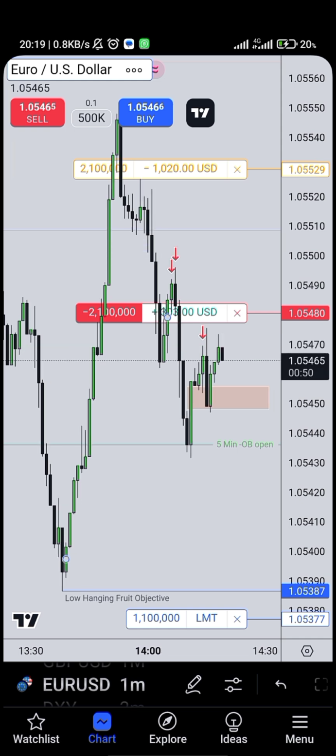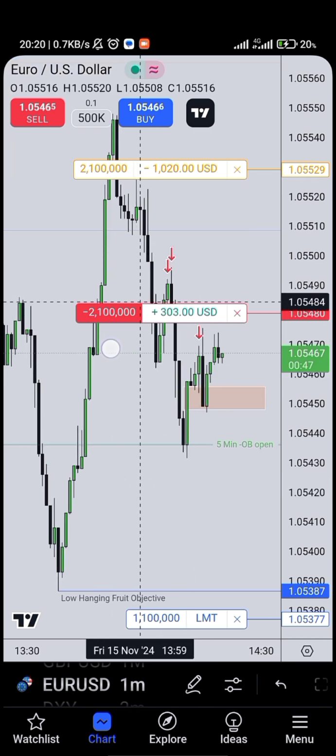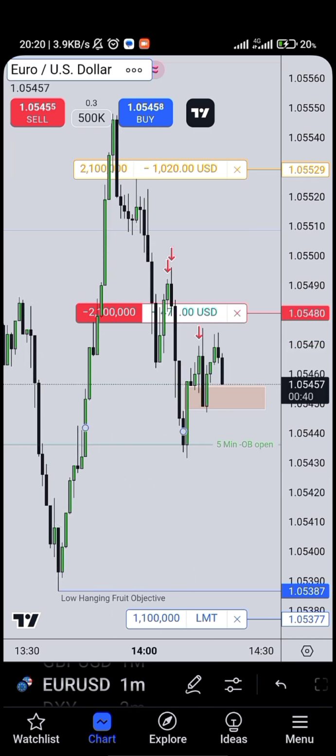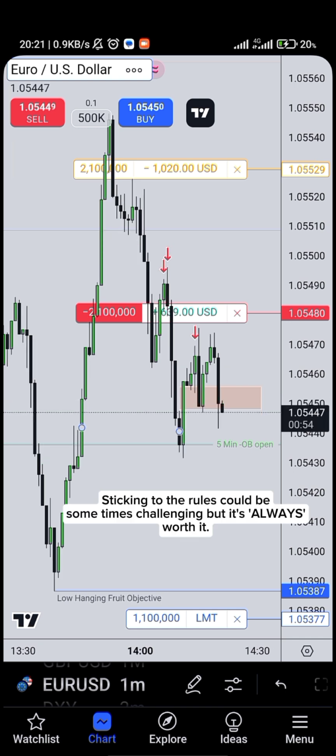So I want to see price overlap this inefficiency I just drew out. If this closes like this or below, and the next candle that enters it, I'm going short, because I'll be taking these three consecutive up candles as a bearish order block. If this candle closes below this inefficiency, no, not yet, I'll still wait. It has to close below the inefficiency, so that's the rule. I have to be patient.